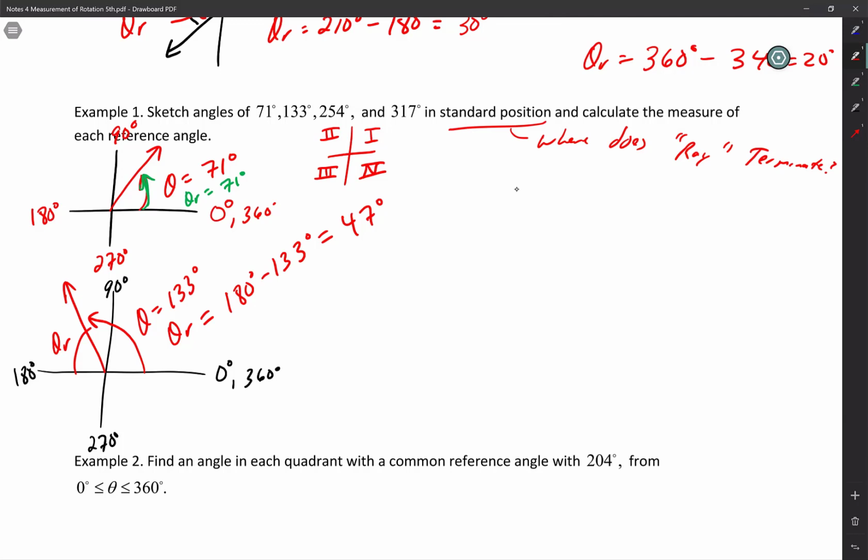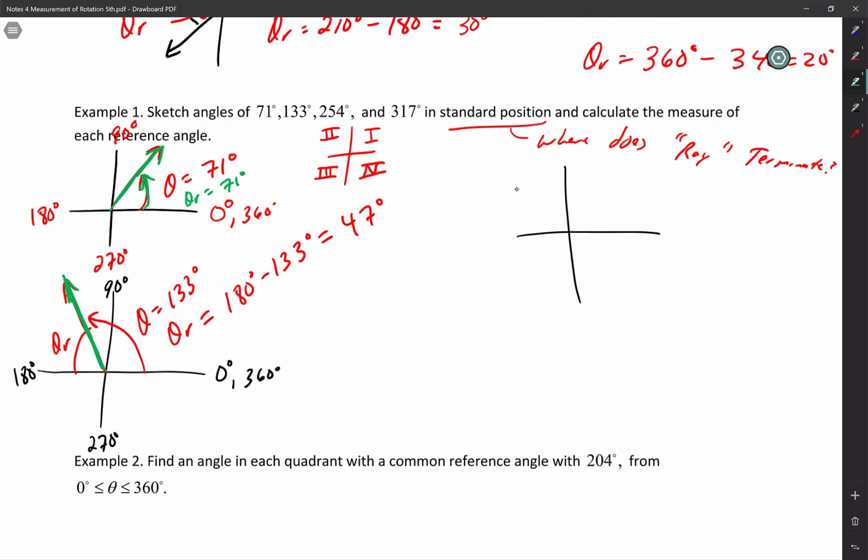We still doing okay, guys? Oh, I should have done some of these standard positions with radians, darn it. This is where it terminates. It terminates at 71 degrees. So you always start at the x-axis, horizontal, and then you go counterclockwise, 71, stop.